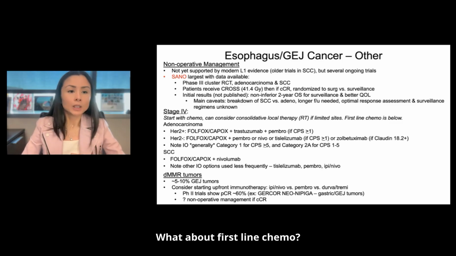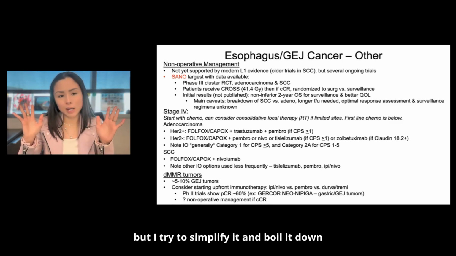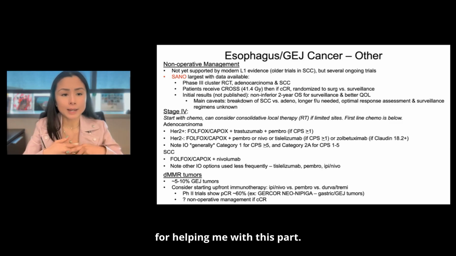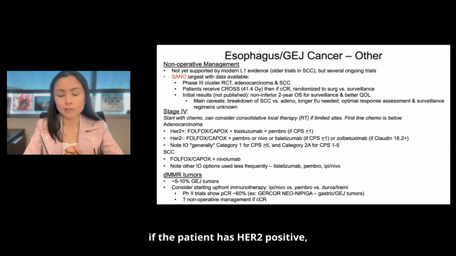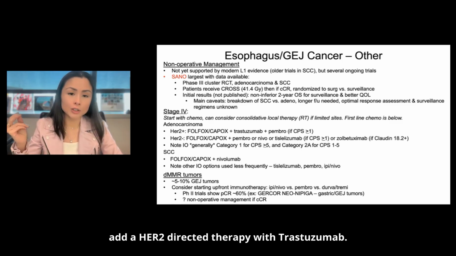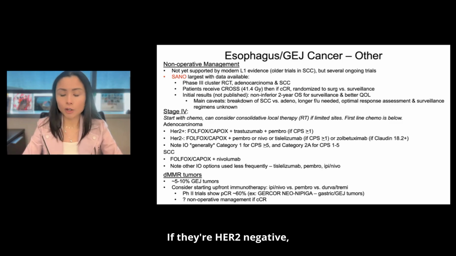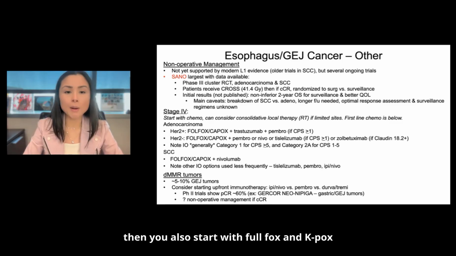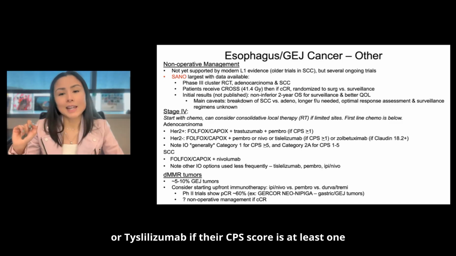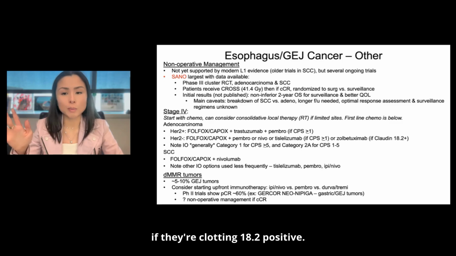What about first-line chemo? So obviously this is a complicated topic, but I try to simplify it and boil it down to the high points. Thanks to my med-onc colleagues for helping me with this part. For adenocarcinomas, if the patient is HER2 positive, you start with FOLFOX or CAPOX, add a HER2-directed therapy with trastuzumab, and then if they have a CPS score of at least 1, you can add pembro as well. If they're HER2 negative, then you also start with FOLFOX or CAPOX and add immunotherapy with pembro or nivo or tislelizumab if their CPS score is at least 1, or zolbetuximab based on the GLOW study if they're Claudin 18.2 positive.